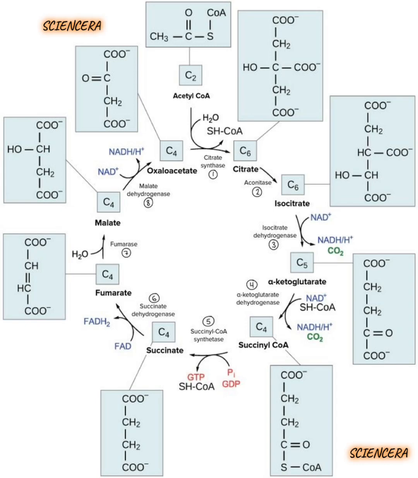So this is your 8-step process of the Krebs cycle, which will take place in the matrix of mitochondria in your aerobic condition.